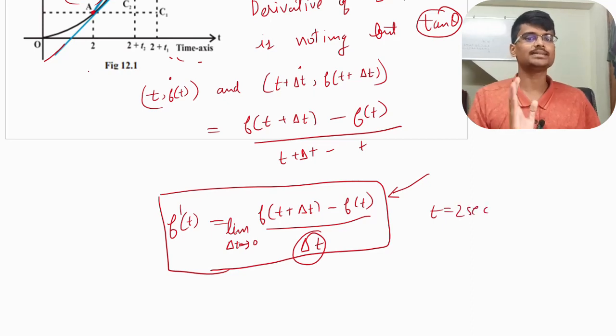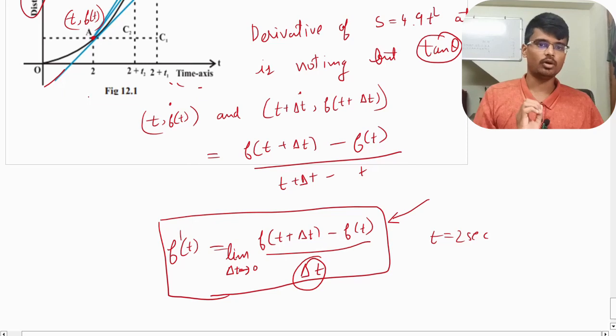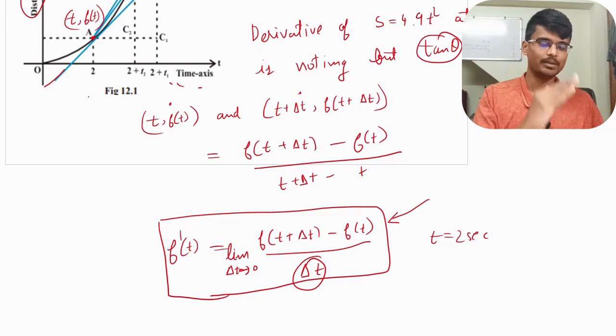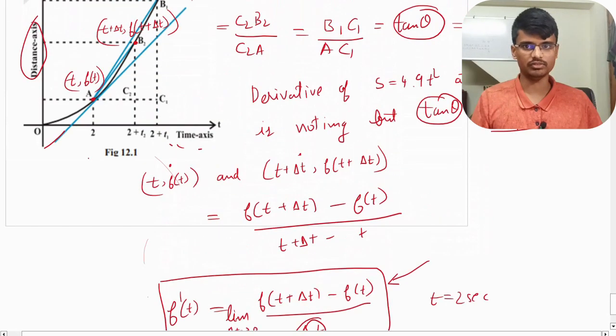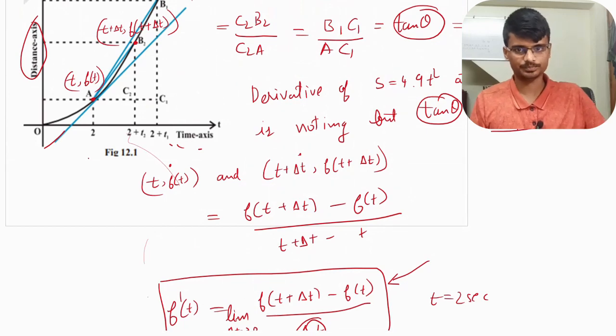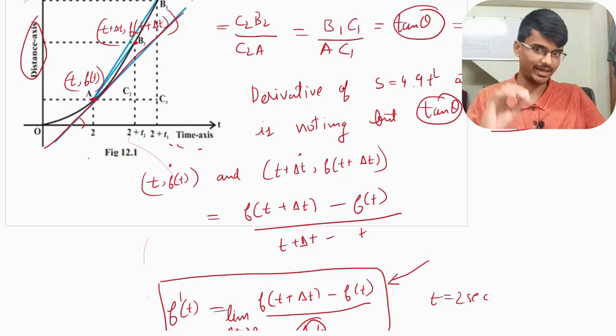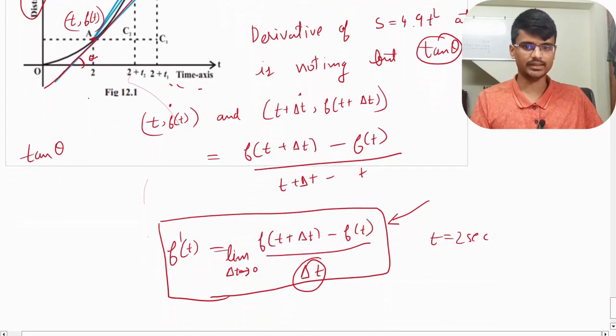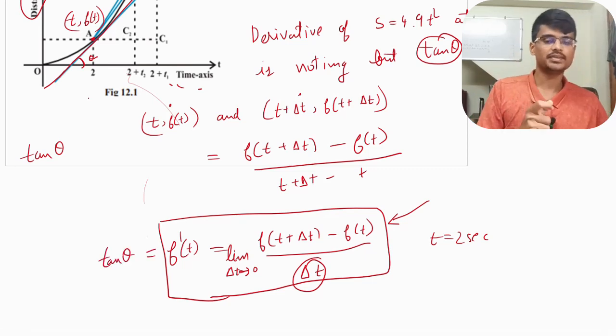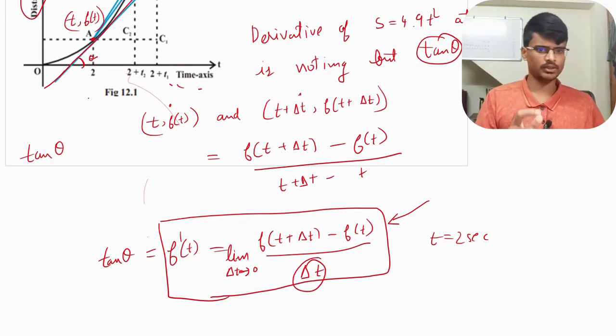So what is a derivative? The derivative of a function gives us the slope that the tangent makes at that particular point. There is some tangent at that point, and it makes some slope. That slope value is nothing but tan theta. Derivative gives us the slope, tan theta.